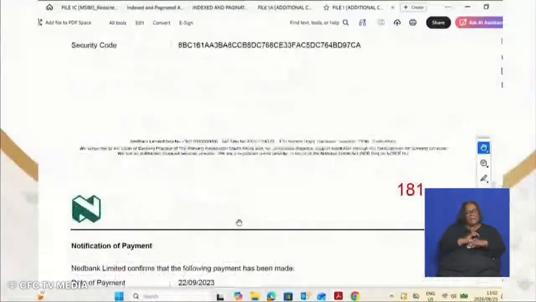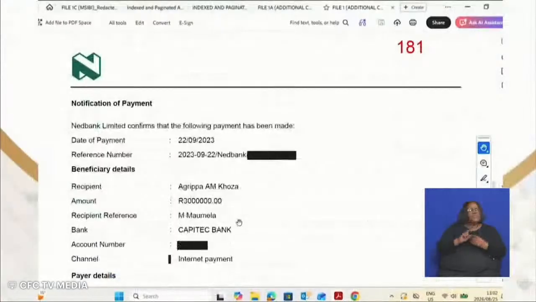The next one at page 180 is the same, but this time it's for 200,000, except it comes from a different account holder. So I don't know the company. The fourth one at 181 is for, looks like 3 million, if my zeros are correct, and it's the same as the first entity that paid 1.3 million. Once again, the recipient being Bipa Koza, and the reference being M. Maumela. Do you see that?